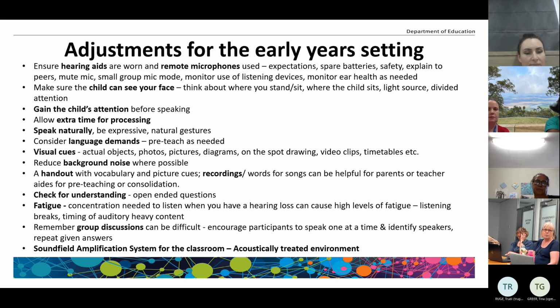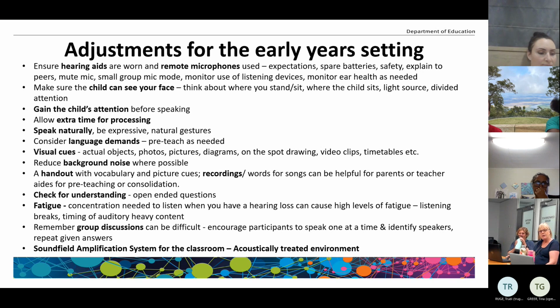Checking for understanding with open-ended questions instead of, did you hear me? Tell me what you need to do, because kids will just say, yes, I heard you, even if they didn't, because they don't want to bring attention to the fact that they haven't heard you. Whereas if you ask, tell me what you need to do next, that's a better way of finding out if they did hear you.